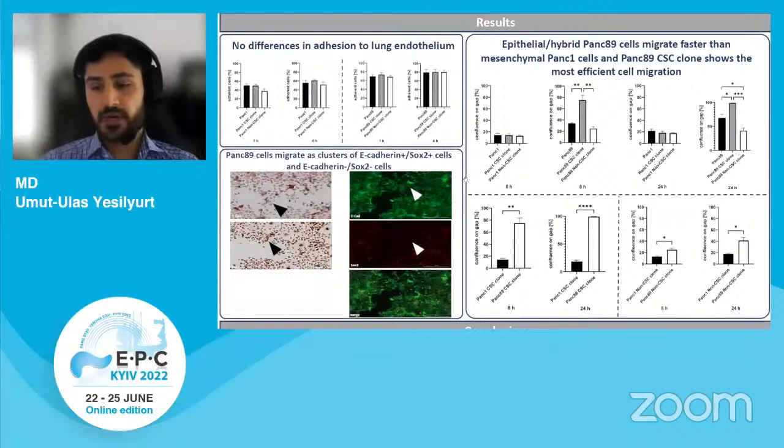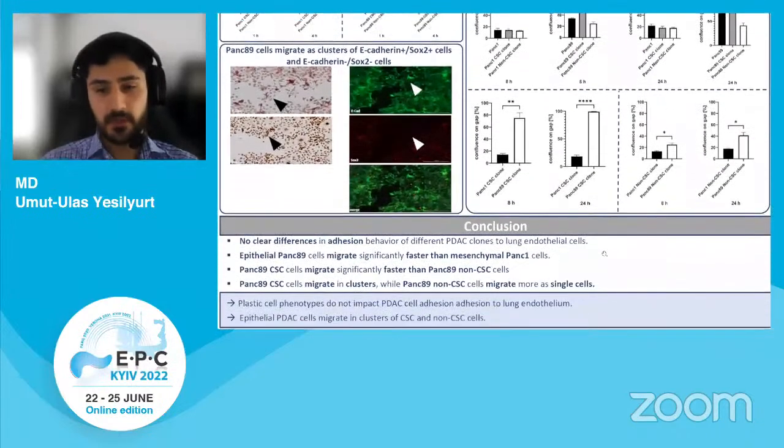The comparison between the PANC1 and PANC89 cell lines showed again significantly higher migration behavior of the PANC89 cells compared to the PANC1 cells. The immunohistochemistry and immunofluorescence staining showed that the PANC89 cells migrate mainly as cell clusters, as you can see on the images, and that these clusters consist of epithelial CSC cells and non-epithelial non-CSC cells.